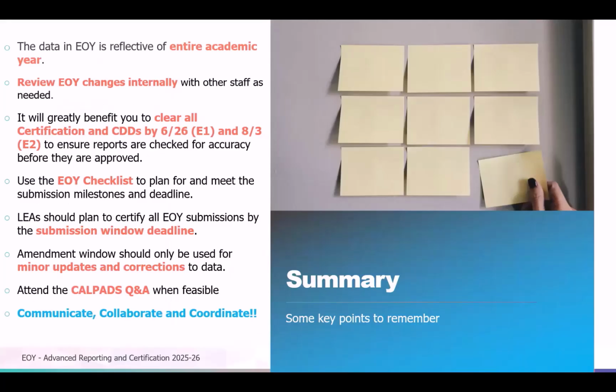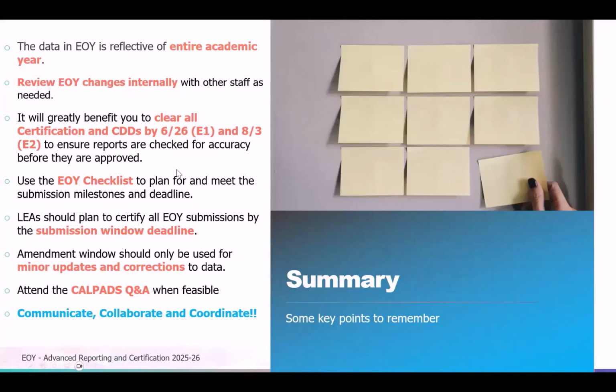Here are some key points and reminders to take away with you. The data in end of year is reflective of the entire academic year. You would want to review your EOY changes internally with other staff as needed. It will greatly benefit you to clear certification and certification data discrepancies by June 26th for end of year 1 and August 3rd for end of year 2 to ensure reports are checked for accuracy before they're approved.